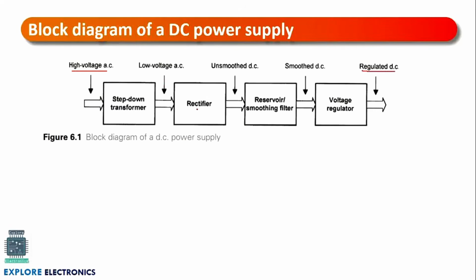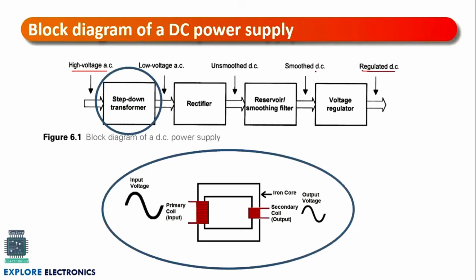Rectifier is going to convert an AC signal into DC. But the output of the rectifier will be an unsmoothed DC signal. To smooth that signal, we need to have a smoothing filter and a reservoir circuit. And then the output of that will be smoothed DC, and that will be given to the regulator to get the regulated DC output. Now let us see the blocks one by one.